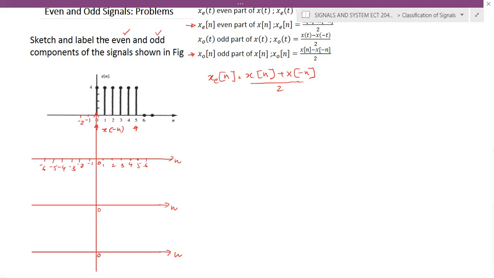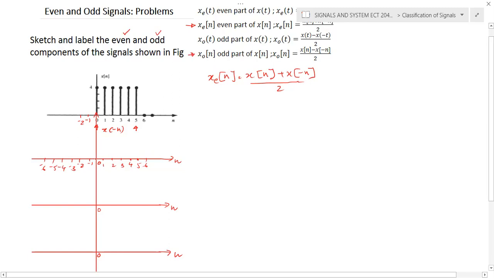So I can plot x of minus n. For x of minus n, you can see that 5. Now you can see at minus 5, and this is 4 actually, and x of minus 4, at minus 3, minus 2, minus 1, at 0 also. Okay, so this is actually x of minus n. So now we have x of n and x of minus n.